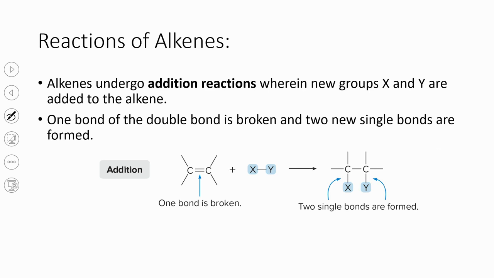So what happens is one of the pieces of this simple molecule goes on one of the carbons, and one goes on the other carbon. So we're breaking this bond. We're actually breaking this bond too, and then we're forming two new bonds. So the X part is going to go on one side, the C part is going to go on the other side. So that's what's called an addition reaction. We're adding the molecule across the double bond. That's a pretty common thing people say.